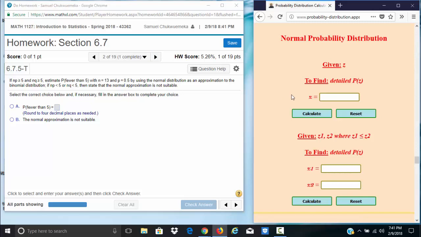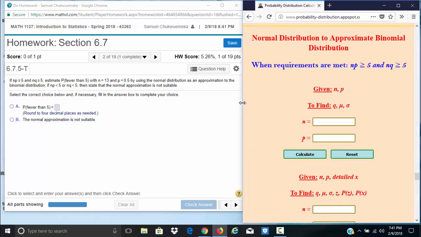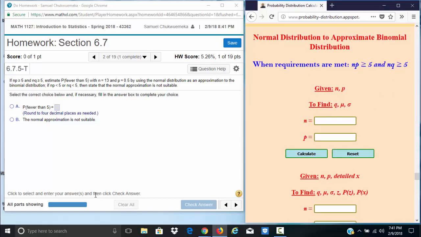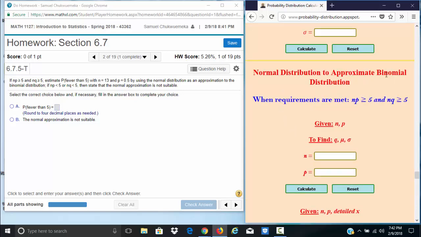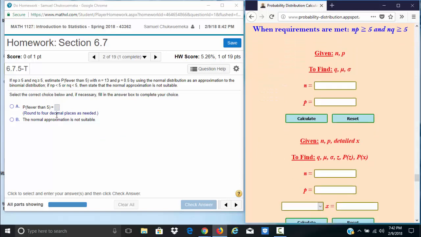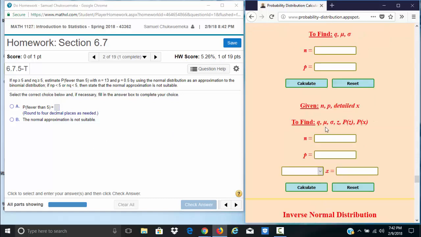And this is normal distribution, and we want to go to normal distribution to approximate this. There you go. Thank you for holding on. Okay, now let's go ahead and verify this. We're going to use the normal distribution to approximate the binomial distribution, and if the requirements are met, they want us to find the probability. So I'm going to use the second one here, fewer than 5. Sample size n is 13 and p is 0.5.